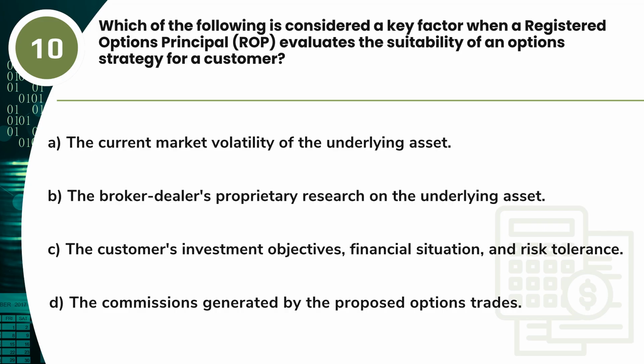A. The current market volatility of the underlying asset. B. The broker-dealer's proprietary research on the underlying asset. C. The customer's investment objectives, financial situation, and risk tolerance. D. The commissions generated by the proposed options trades.